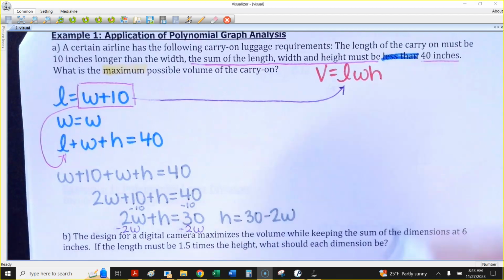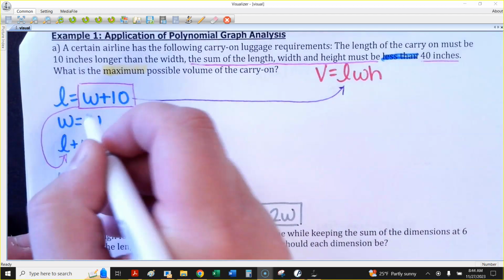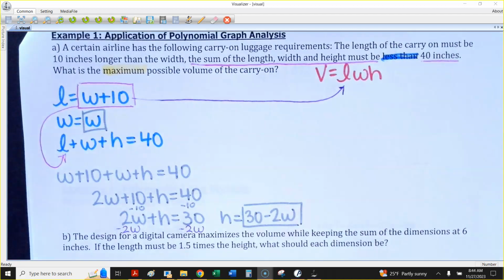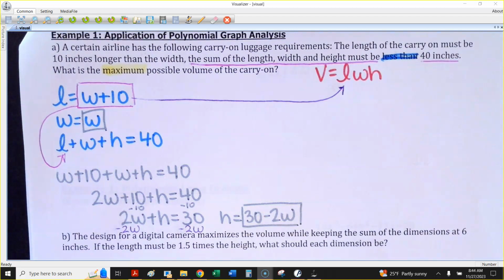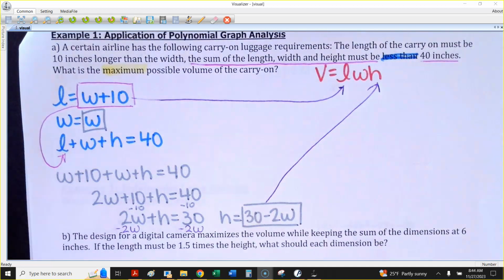I can also have the height using the width as the variable. So then all three, length, width, and height, are written in terms of the width. So it's kind of tricky there, but that's what I'm trying to accomplish. So then I can plug those in. So in for the height, I'm going to put that 30 minus 2w up there too.